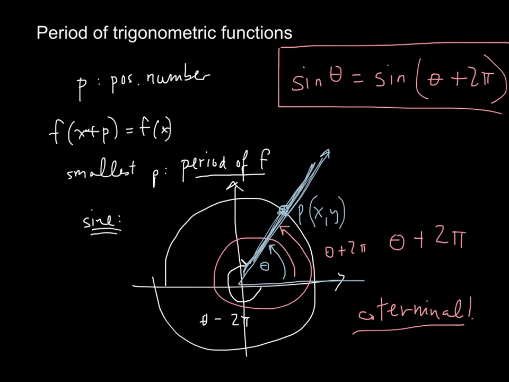However, the key is that I get the smallest p. The smallest value will be the period of f. So 2 pi is the smallest such number, so the period is 2 pi.